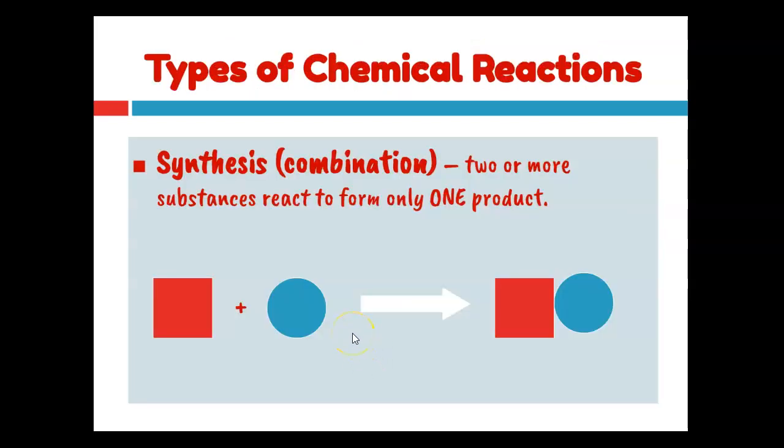All right, first type we're going to look at is called the synthesis or the combination reaction. This is defined as two different substances coming together and forming only one product. So what you're looking for is the formation of only one product. There's only one compound on the right-hand side. It's always a compound, always multiple atoms pulled together, and there's only one on the product side. So that's how you recognize synthesis.